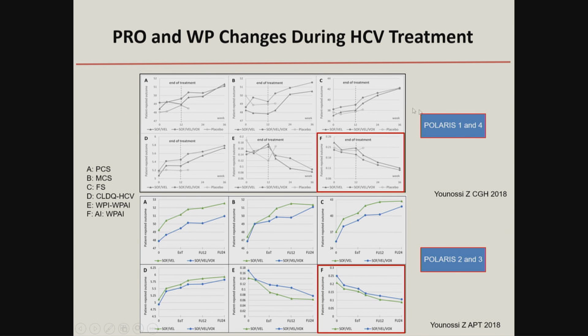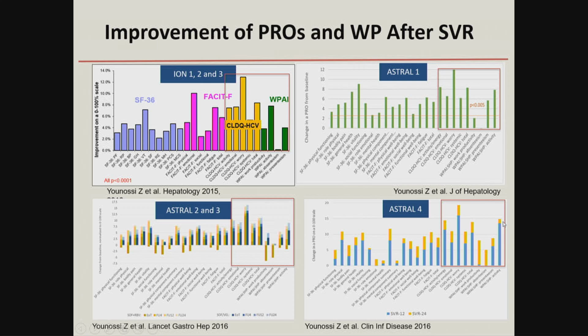Work productivity, again, when you look at work productivity, the only difference here is that the lines going down suggest improvement. So a lower score for this instrument, WPAI, suggests better work productivity. And again, the same thing you see with the different regimens, that there is actually an improvement of work productivity, primarily on the absenteeism side, primarily on the presenteeism side of work productivity that's improved after treatment, and some actually even during treatment.